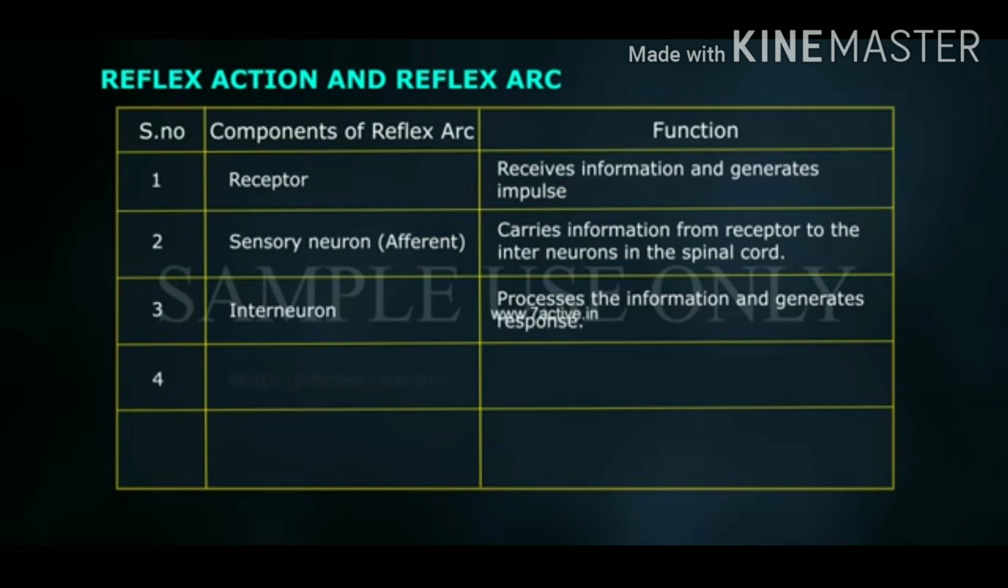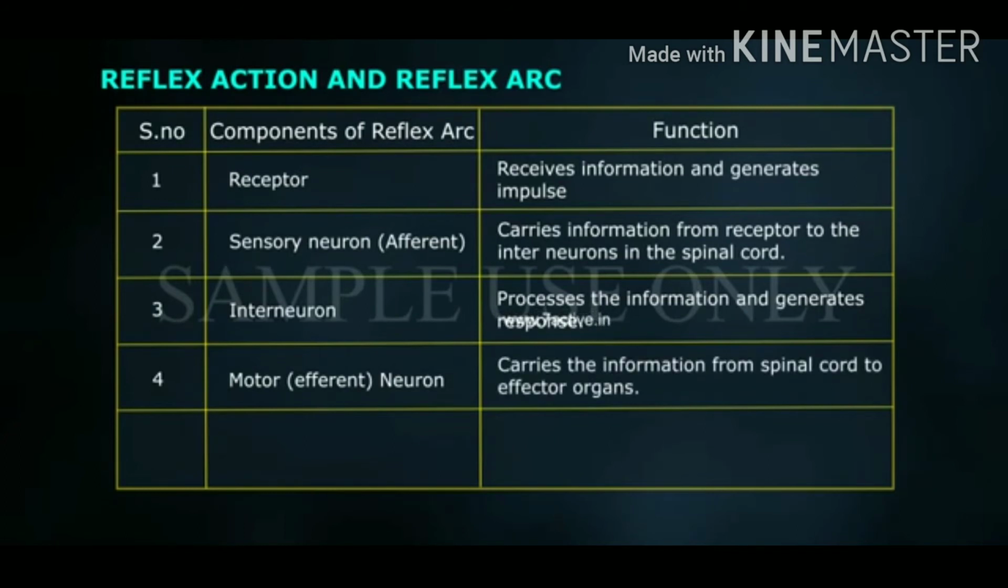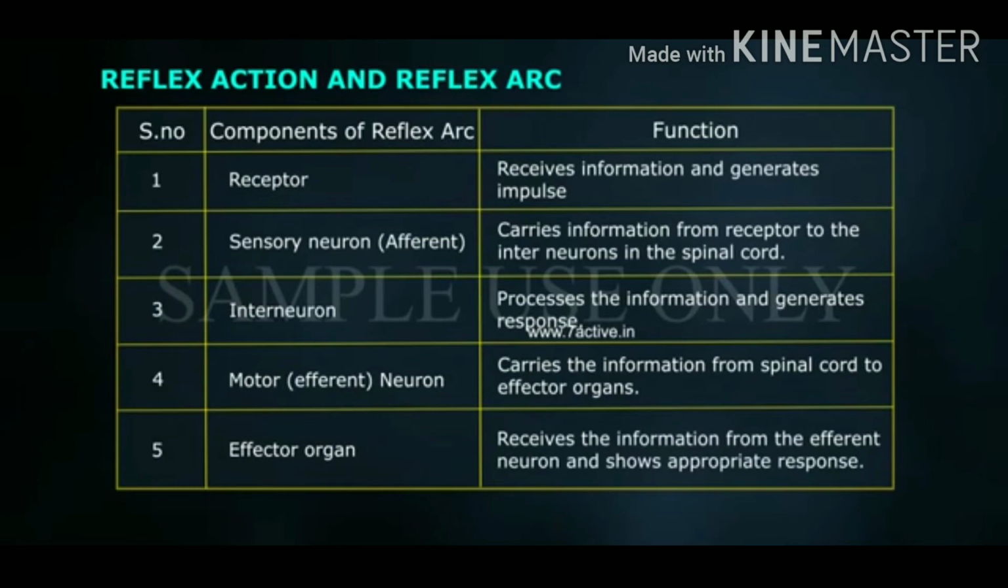4. Motor (efferent) neuron: carries the information from spinal cord to effector organs. 5. Effector organ: receives the information from the efferent neuron and shows appropriate response.